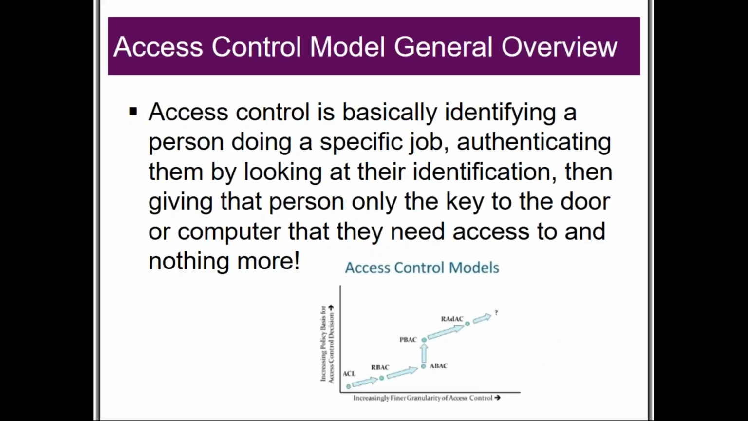Before I get into break glass and how we can use it for access control, let's just take a quick look at access control or the access control model in general. All right, so as I have here, access control is basically identifying a person doing a specific job. Now I'll get more into that later. Then authenticating that person by looking at their identification, and then giving that person only the key to the door or the computer that they need access to and nothing more. So keep that in mind as I go through this presentation.